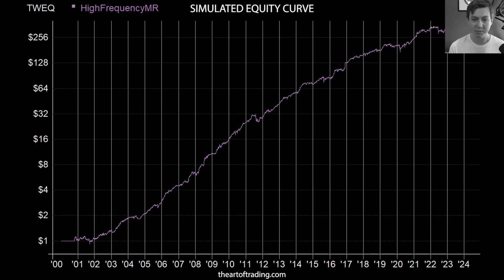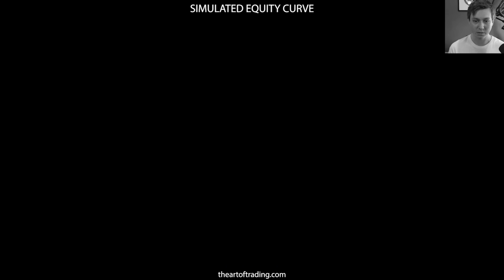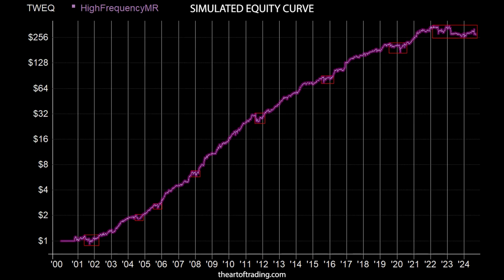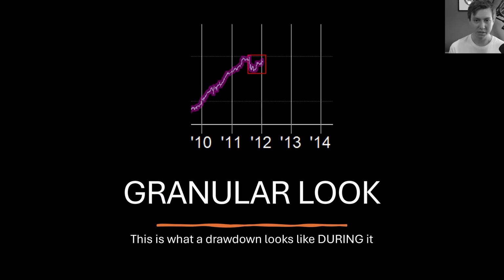This is a system I've been trading for a couple of years now. And I'm going to use this equity curve example to highlight what drawdowns look like. So here are the majority of the major drawdowns highlighted on this chart. So the red boxes you see here are the worst drawdowns that my system has experienced since its inception. And we'll break down some of this information in a granular manner.